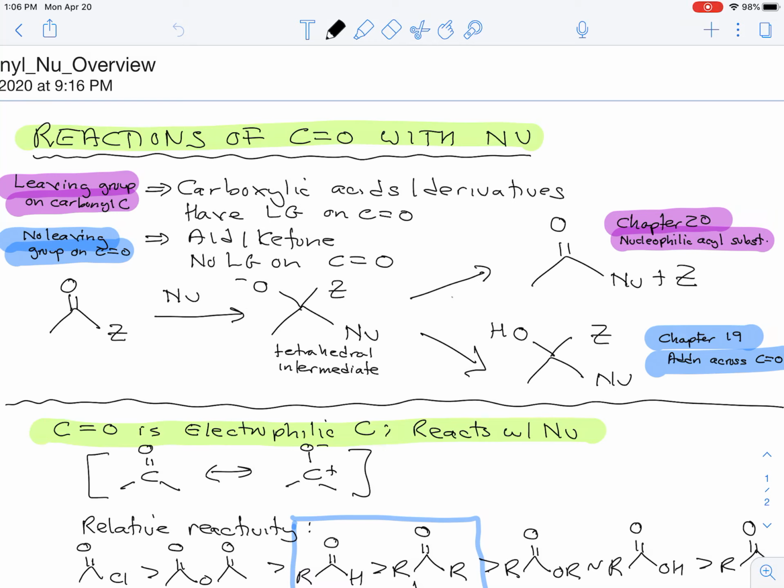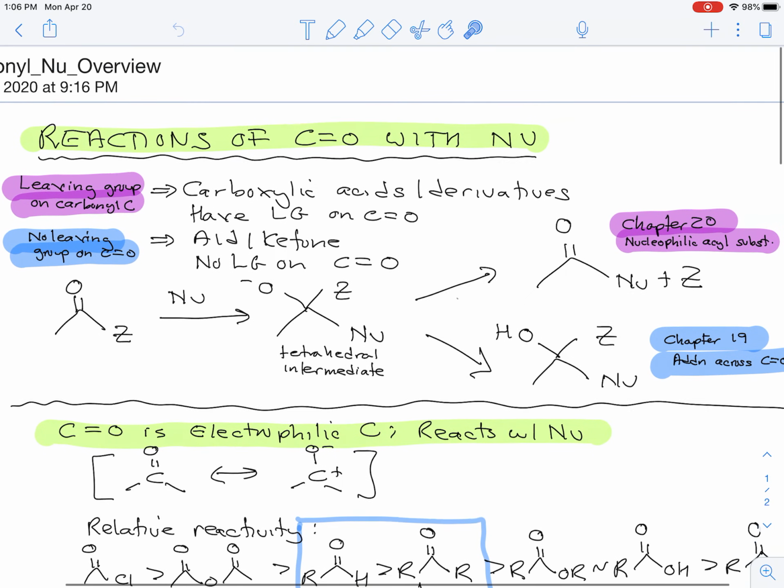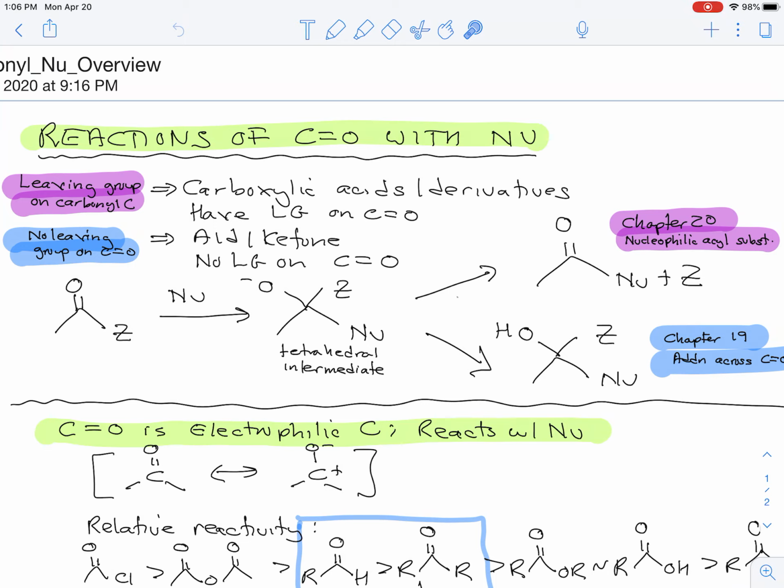This is an overview of the reactions of carbonyl compounds with nucleophiles. And this is something that we did look at a little bit in the alcohol chapter in the context of making alcohols. So this should seem a little familiar based on that.